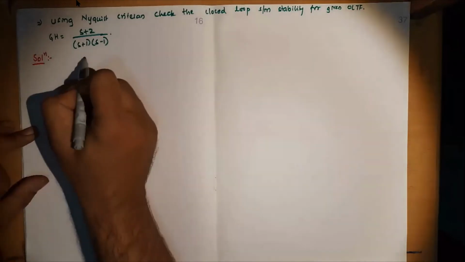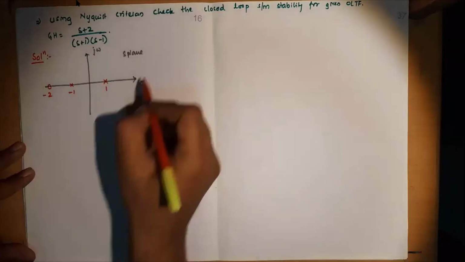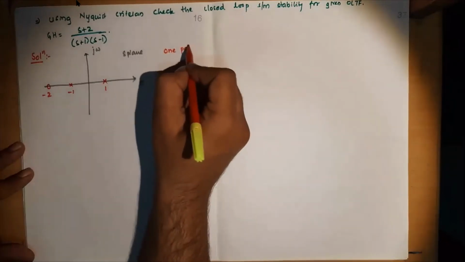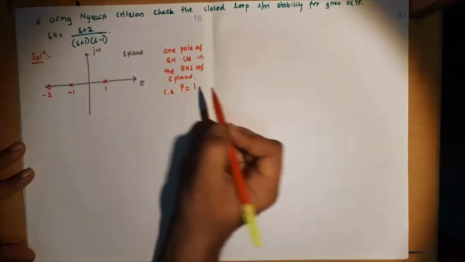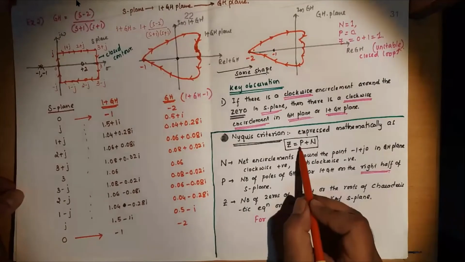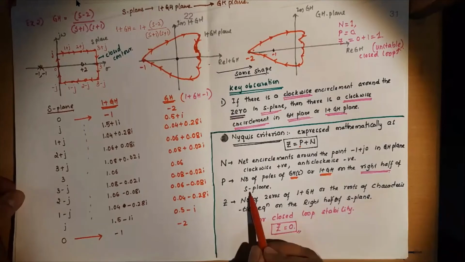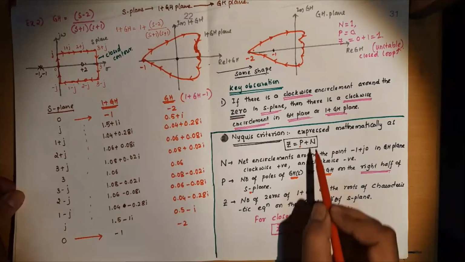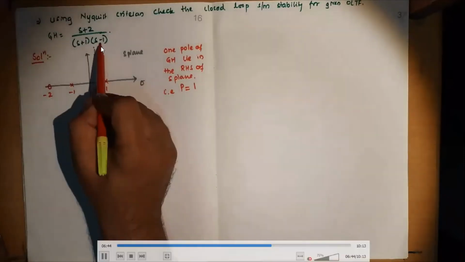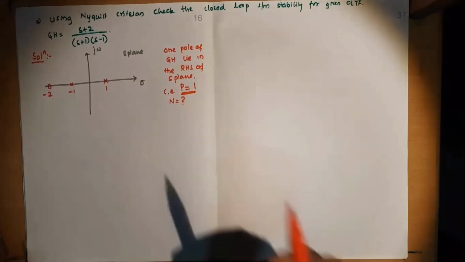So I'll take this particular example. Draw S plane, locate all the poles and zeros. And one pole will lie on the right half of S plane. So that pole is nothing but P, the poles of GH that lie in the right half of S plane. So we have one pole of GH that lies on the right half. So P is equal to 1. This should be your first step.